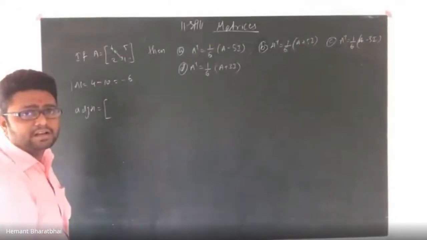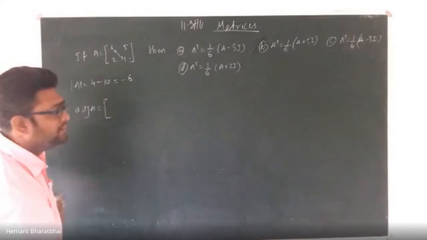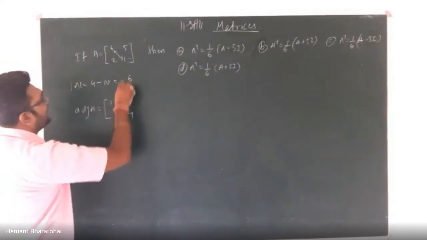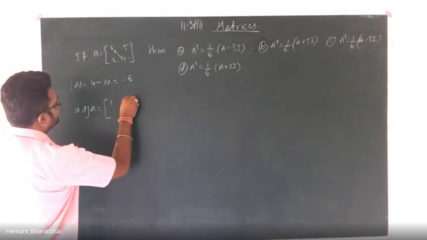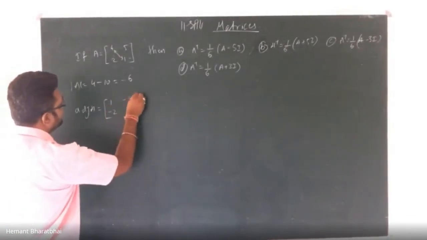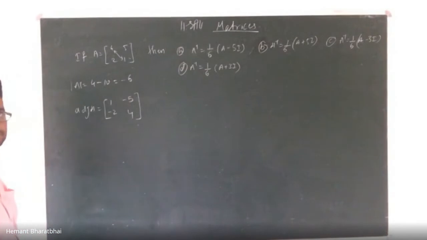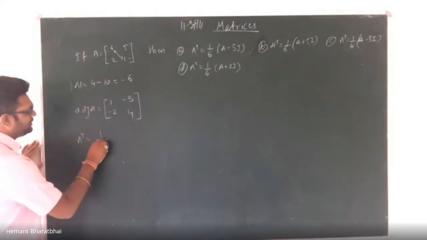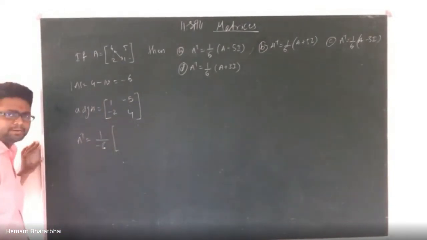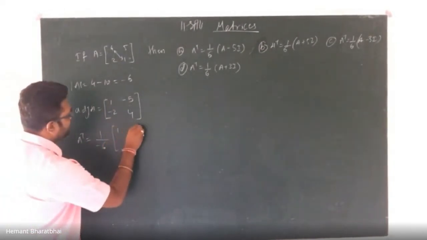So adjoint of A, we have already seen a short technique. You have to swap the elements of the principal diagonal and change the signs of the non-principal diagonal. So this will become minus 5, minus 2. Okay. So we get this adjoint of A, and we know A inverse is nothing but 1 upon determinant of A into adjoint of A, which is 1 upon 6 times 4, minus 5, minus 2, 1.